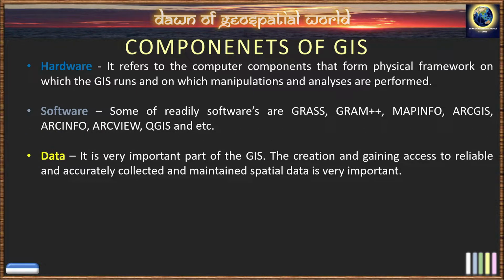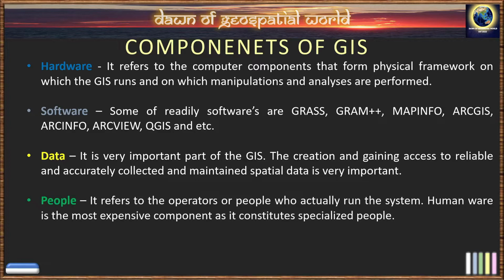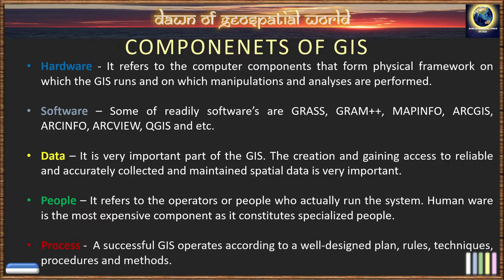Third, data. It is an important component of GIS. All GIS work is dependent on reliable and accurate data. Fourth, people. People are the specialized operators who actually run the system. Fifth, process. A successful GIS operates according to a well-designed plan, rules, techniques, procedures, and methods.